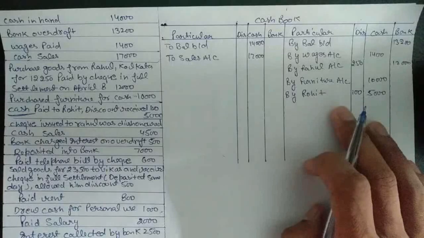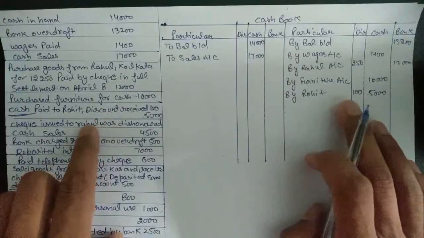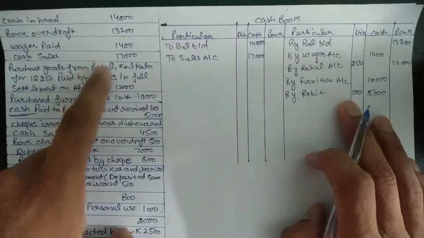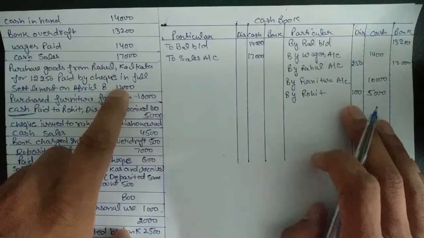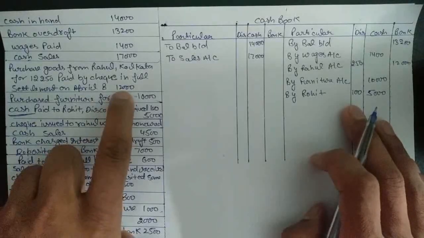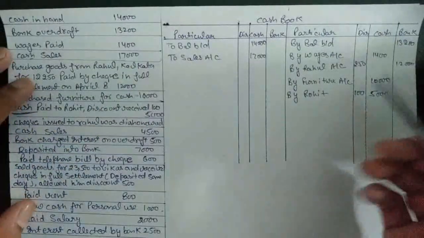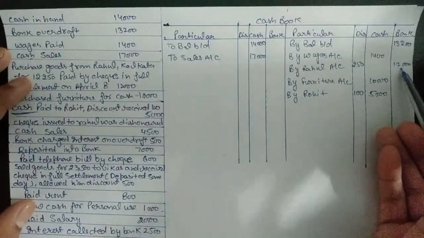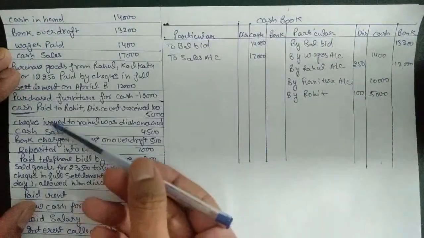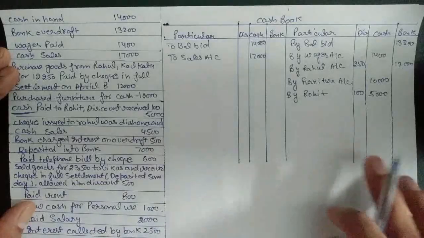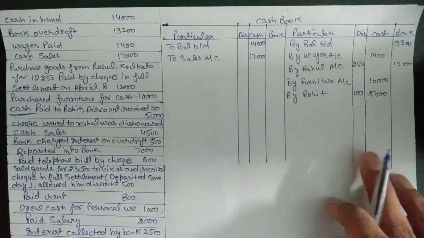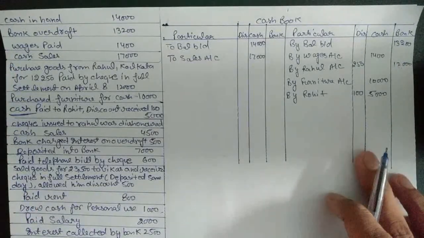This is the new thing for you. Earlier we paid Rahul a check of 12,000. That is here, 12,000 we paid. We reduced our bank by 12,000. But the same check was dishonored. Dishonored means the bank does not allow the payment of that check.